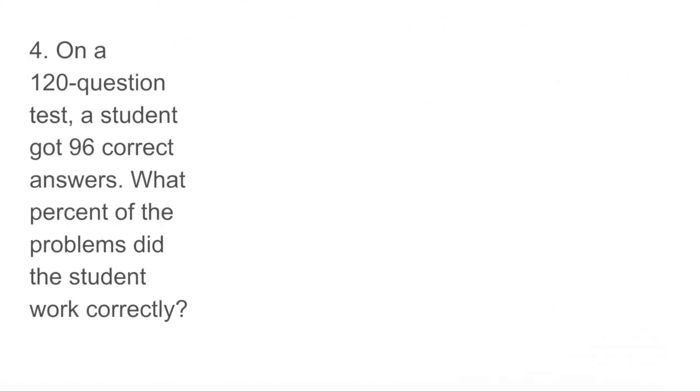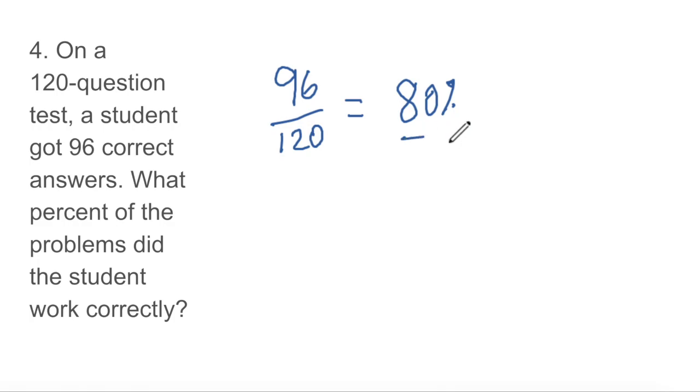Number 4, on a 120 question test, a student got 96 correct answers. What percent of the problems did the student work correctly? This one is just like the last one. So he got 96 correct out of a total of 120 questions. So that's really just dividing. 96 divided by 120 to see what percentage this is. And that divides out to 80%. So he's going to get a B- on that test, it looks like. 80% correct.